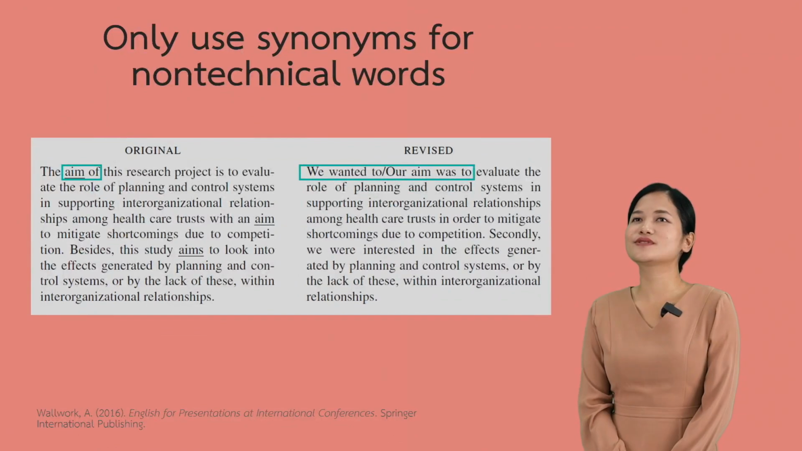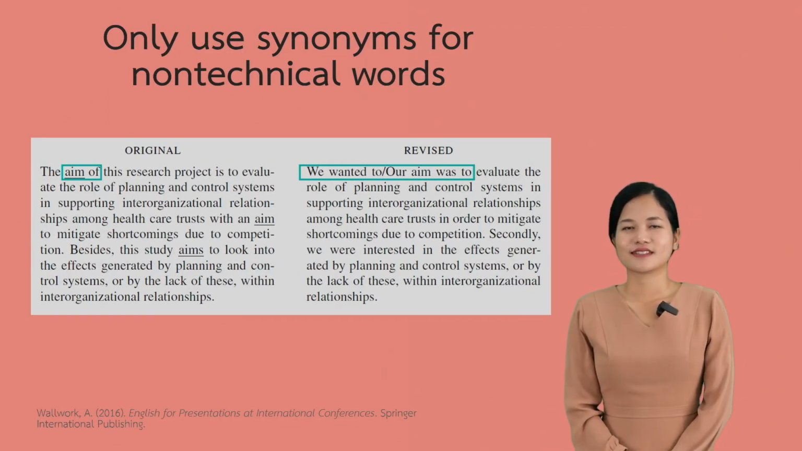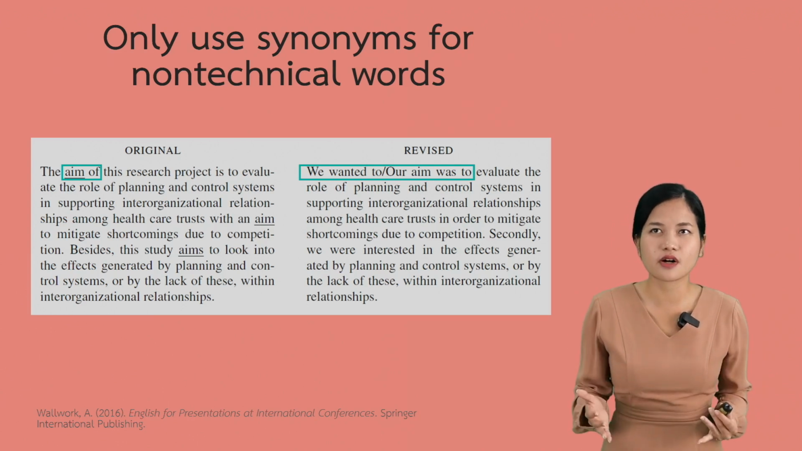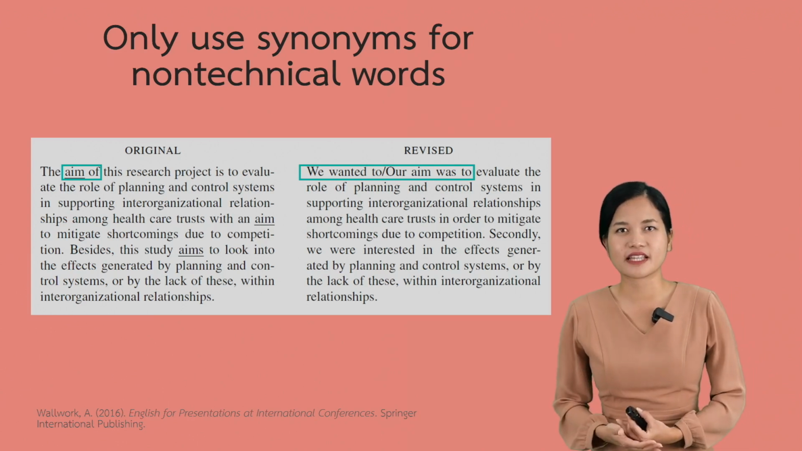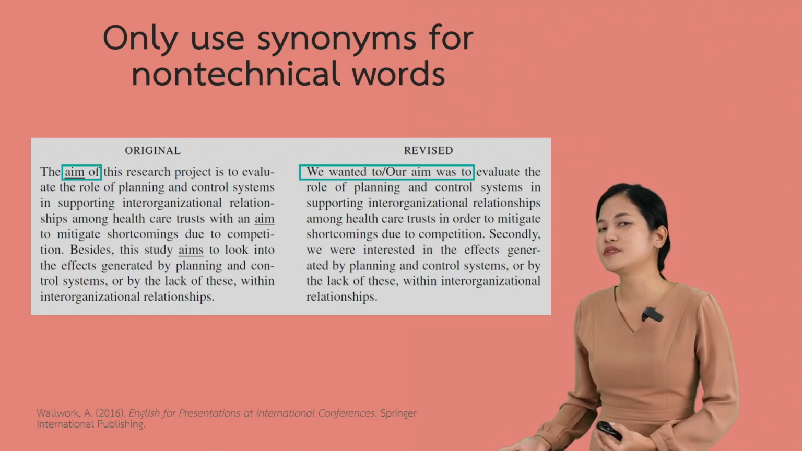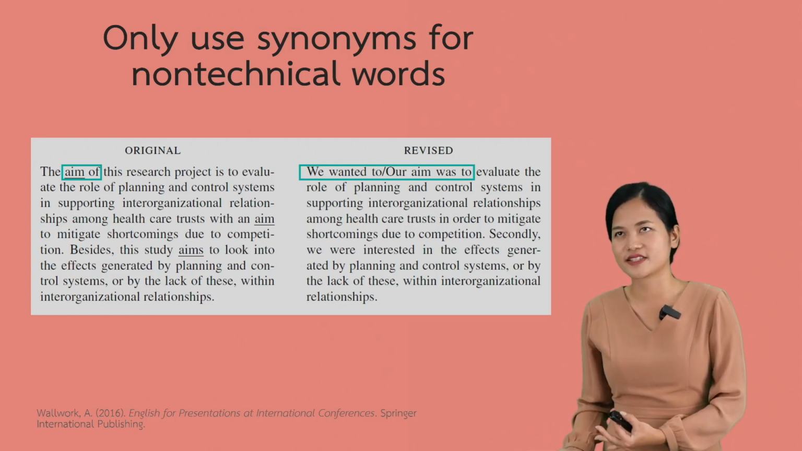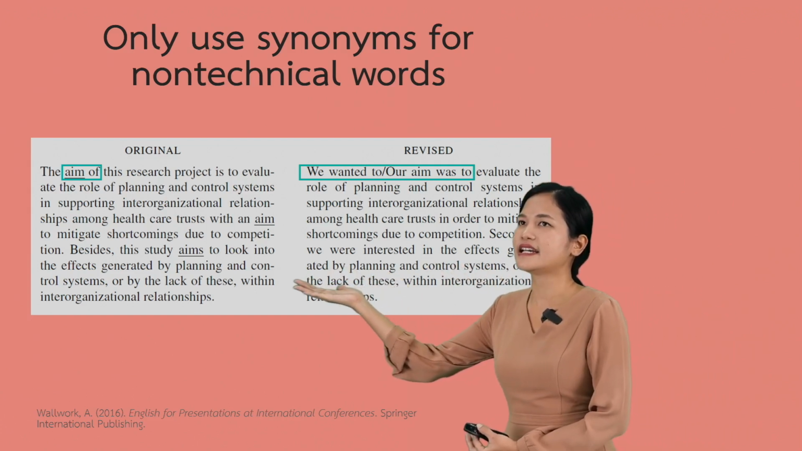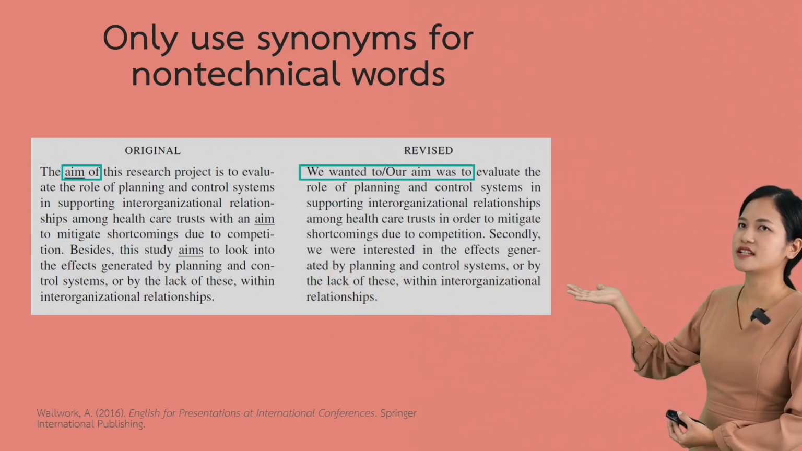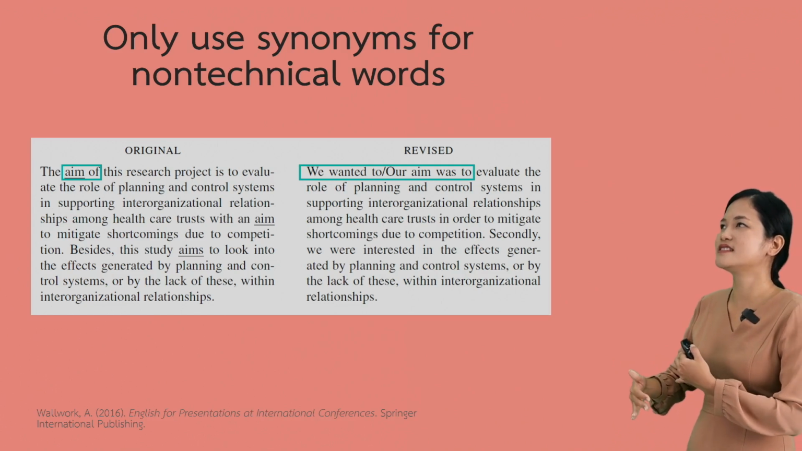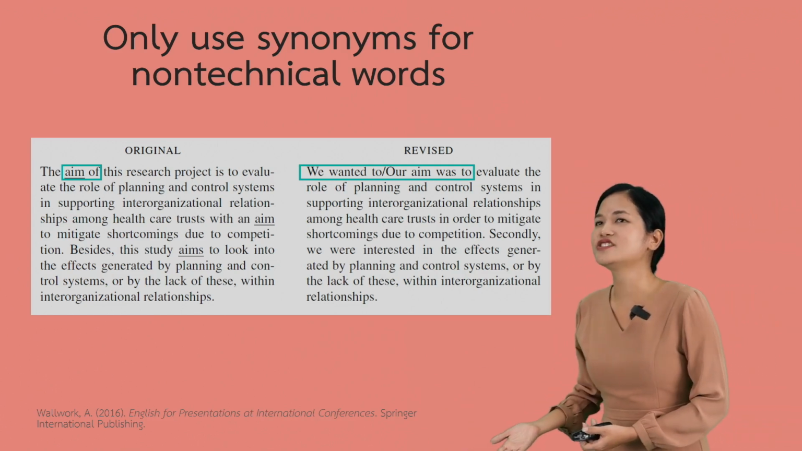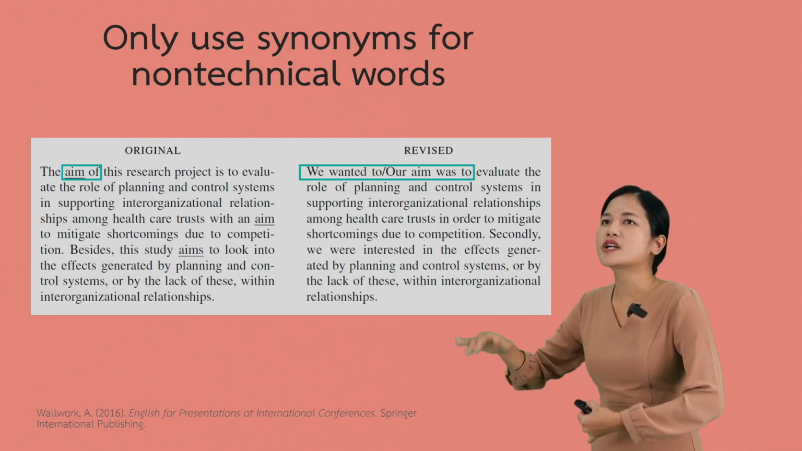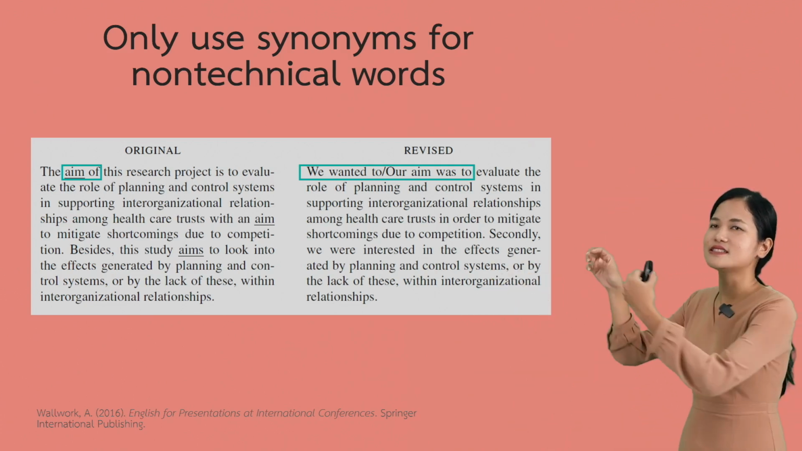Okay, let's move on to this one in more detail. I'm talking about only using synonyms for non-technical words. For example, the word aim, A-I-M, can be changed to objective or target. Right now, I would like to show the original version again on that side, and then the revised version that I edited already, to make it easier to understand. I changed the word aim of to wanted to or our aim was to. See, this is called paraphrasing.